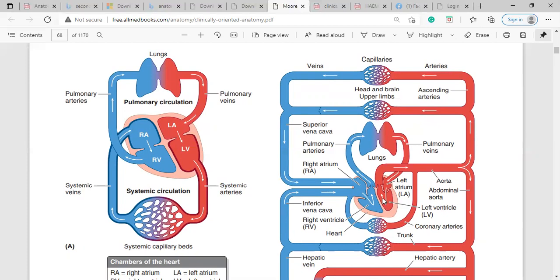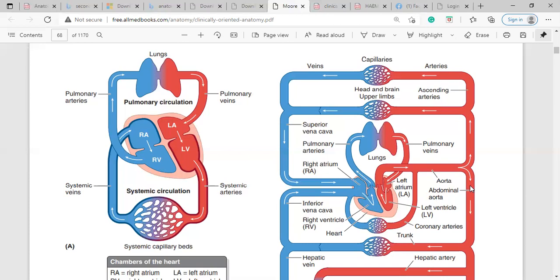So the blood enters the aorta. Remember, I said the largest artery that carries blood from the heart is called the aorta. So this is the aorta here. Now, this aorta splits into two. One part goes to the upper part of the body. Another part goes to the lower part of the body.